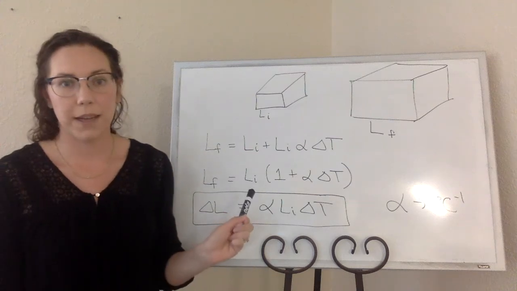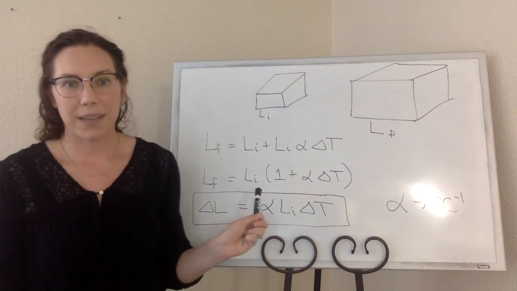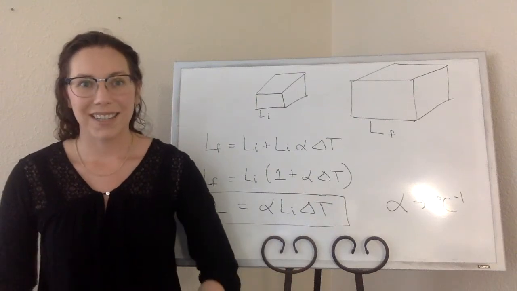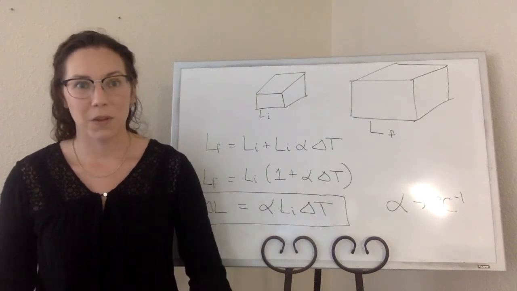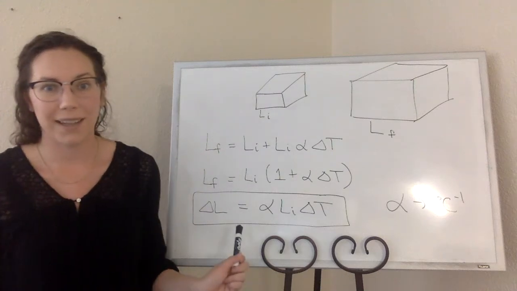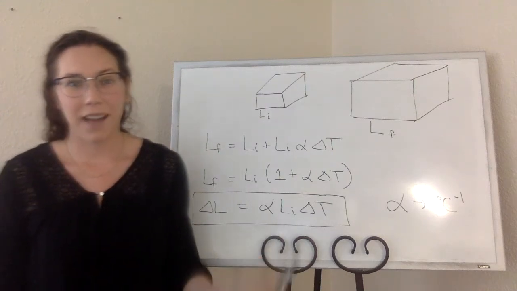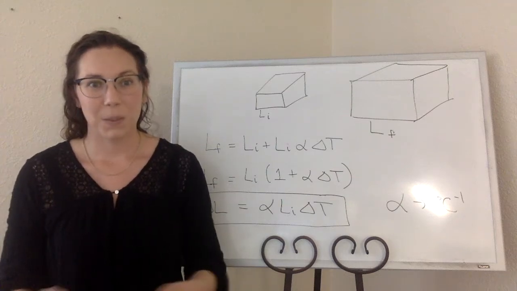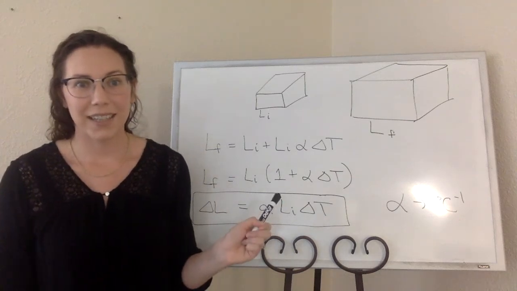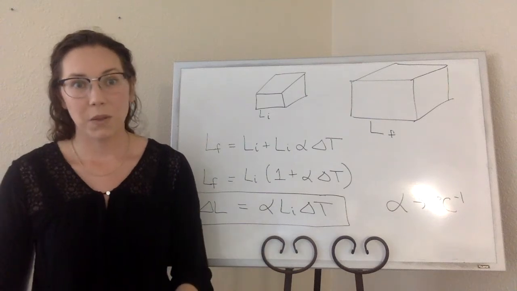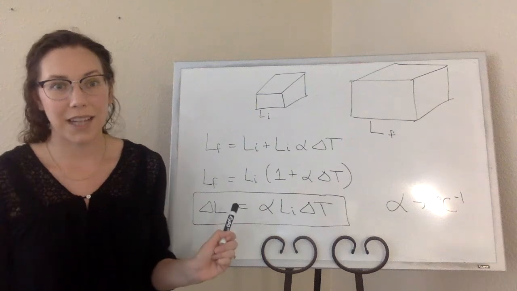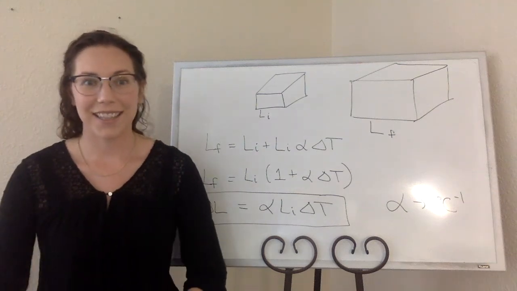So often it's written either like this, Lf equals Li times 1 plus alpha delta T, or we're interested in a change in length with temperature as opposed to just the final length, so we can write delta L equals alpha Li delta T. So as heat is added, the substance will expand and the length increases. If heat is removed or the substance is cooled, then its length will decrease and we'll have a negative change in length here. Okay, let's do an example.